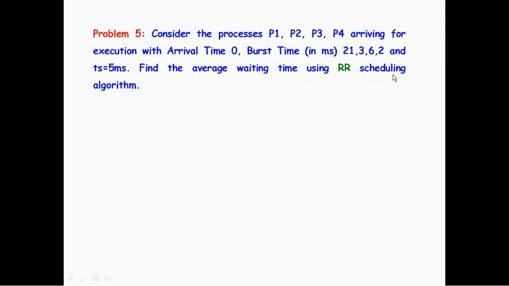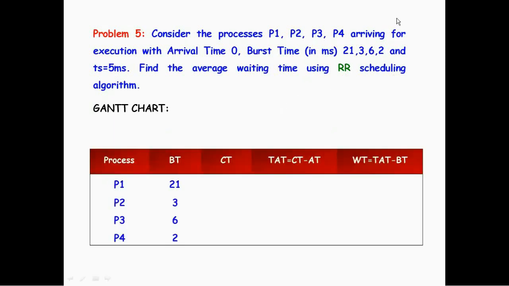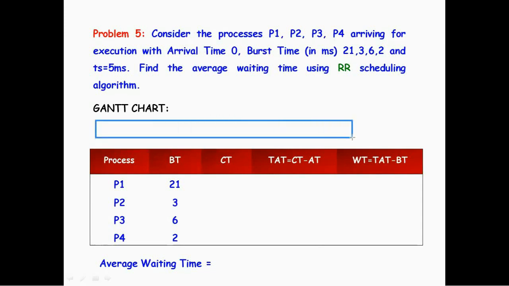4 processes were taken with arrival time 0 and burst times. We need to find the average waiting time using round robin scheduling. Here the time slot is taken as 5 milliseconds. Now let us draw the Gantt chart. For every process, 5 milliseconds will be allocated. Once the time slice expires, the next process will be scheduled for execution. So here the order of arrival is taken as P1, P2, P3 and P4.